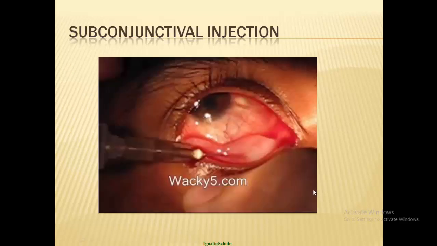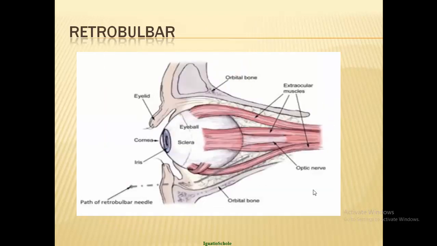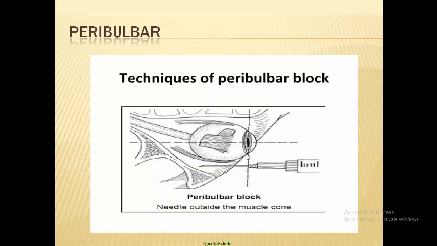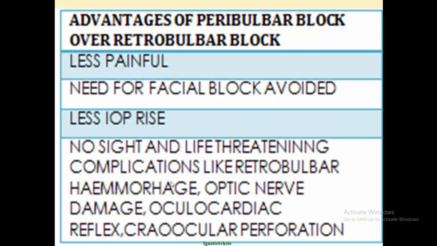You can see the subconjunctival injection being given here and here. The retrobulbar injection is being given here. The path is shown right here through the extraocular muscles, and the peribulbar route is being shown here, and the needle is outside the muscle cone, meaning it's extraconal. The peribulbar route is extraconal, whereas the retrobulbar route is intraconal. And this shows the advantages of peribulbar block over retrobulbar block and why the peribulbar route is preferred for anesthesia.